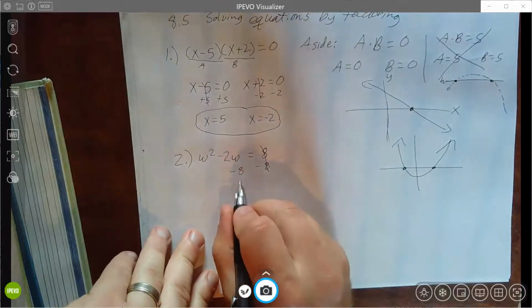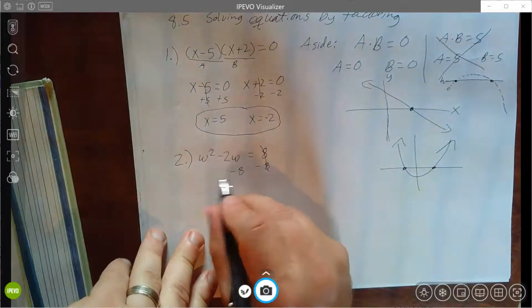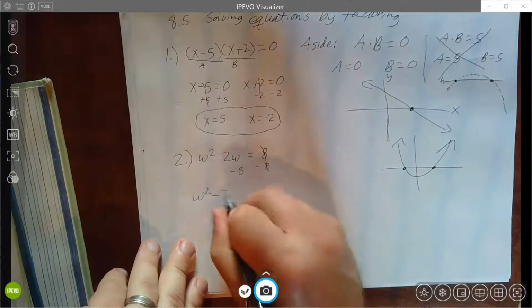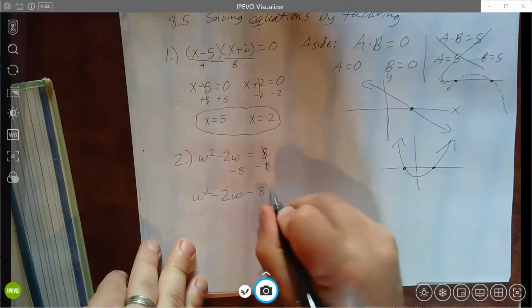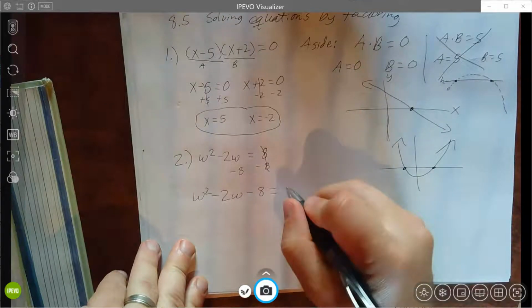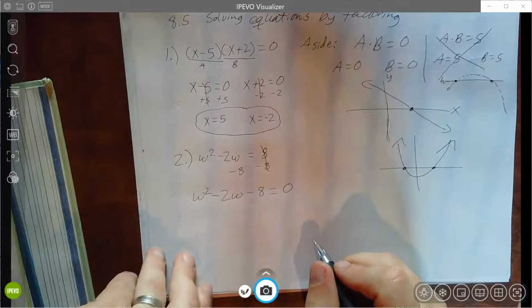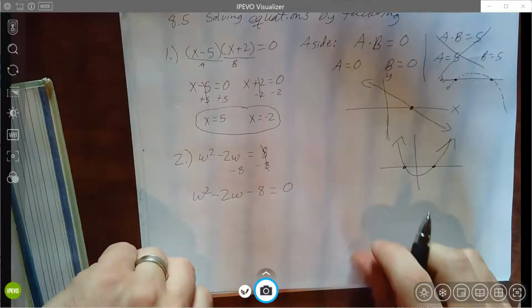When I do that, the 8 is not a like term with any of these. It's not going to combine with them. It's just going to be written beside them. So I get w squared minus 2w minus 8 equals what? Now, what do we have on this side? We have 0. So now factoring is a valid way to solve this.